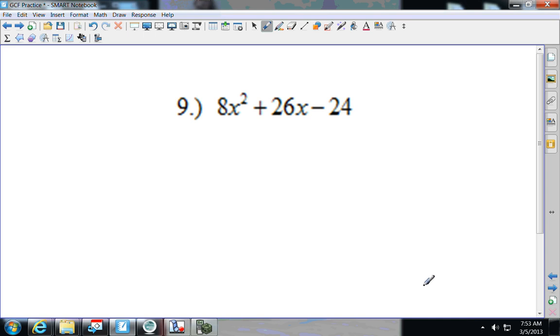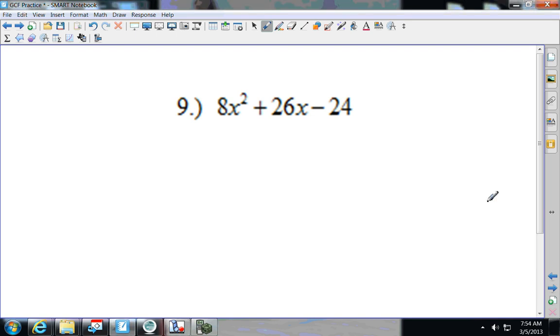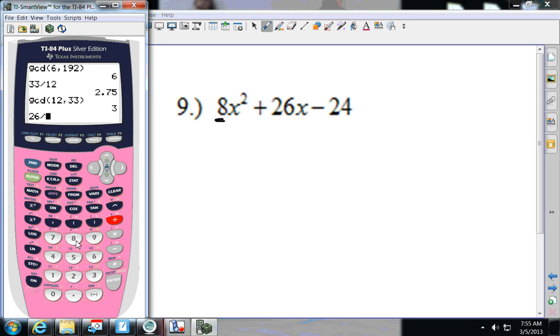All right, there's number 9. Do number 9. As I look at this one, I see that 8 is the smallest number. I know that 8 goes into 24, but I'm just not sure about 26. If you took 26 divided by 8, I have a feeling that's probably not going to work out very well. And it doesn't. It gives me a decimal. So if I go math, arrow over to number 9, 8, comma, 26. It tells me that it's 2. The GCF between 8 and 26 is 2.